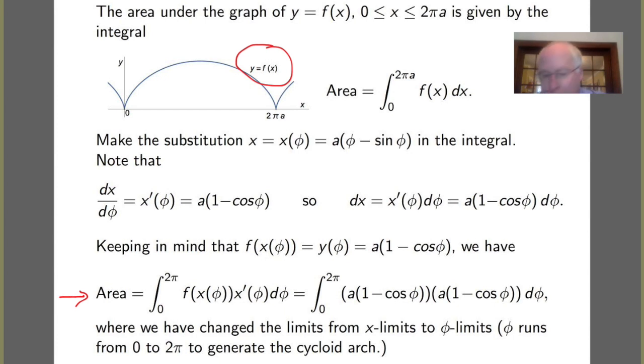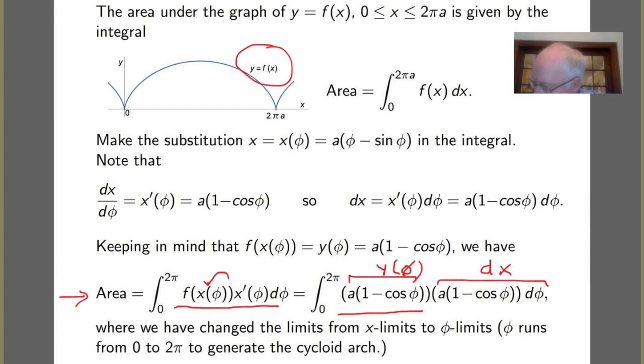It is now the integral from 0 to 2 pi of f of x of phi times x prime of phi d phi, as we see here. The x of phi composed with the little f gives us y of phi, which is right here. And over here we have what happens to the dx, which is the x prime of phi d phi.